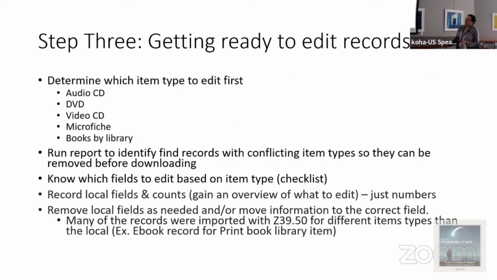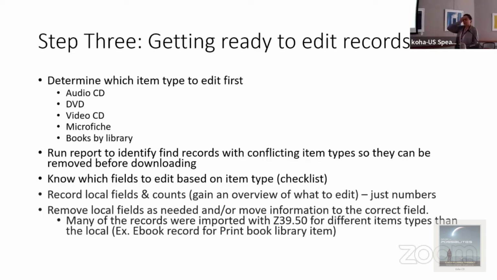Step 3 was getting ready to edit. So I had to figure out which one do I want to do first? I knew books were going to be the last one because those had to be done by library, and those involved a lot more records. So let me start small. I think I did microfiche first because they only had like 60 records to mess with, and it's pretty straightforward and easy. But I worked my way up because every time I did one, I learned what I was doing wrong, and it improved for the next one.